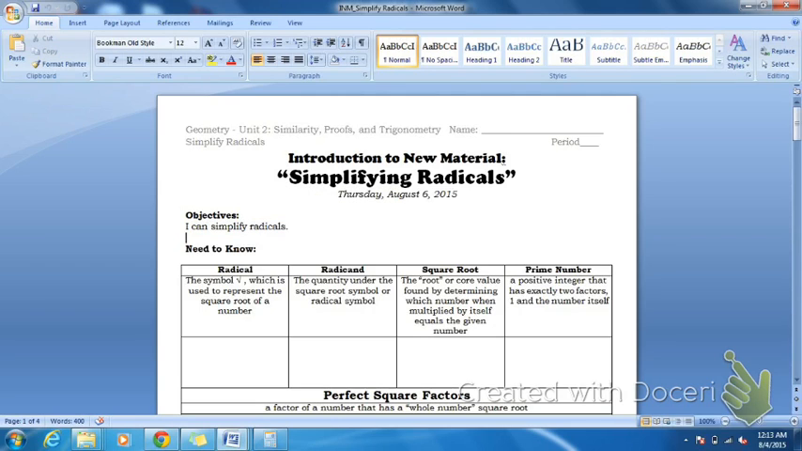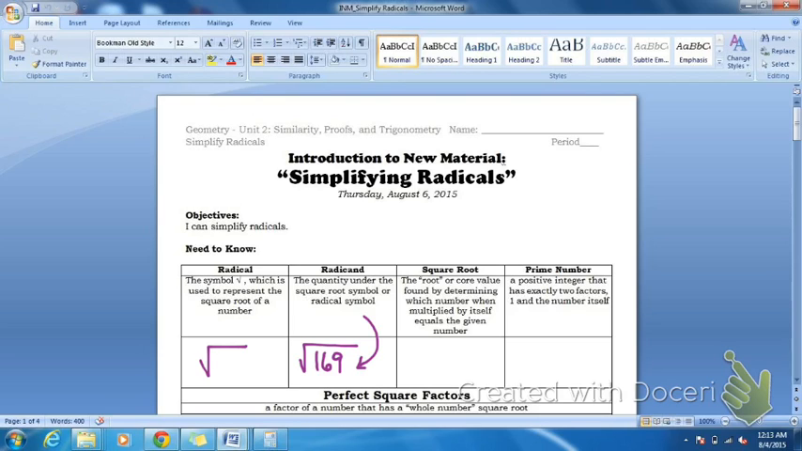Now, for this, the goal is to be able to simplify a radical. In this lesson, we want to define what a radical is. It is the square root symbol. That's what a radical is. And then the radicand, whatever number goes underneath the radical, let's say 169. 169 is the radicand because it falls underneath the radical.